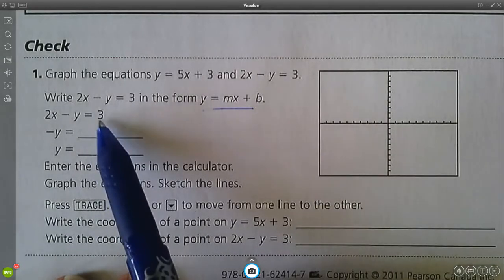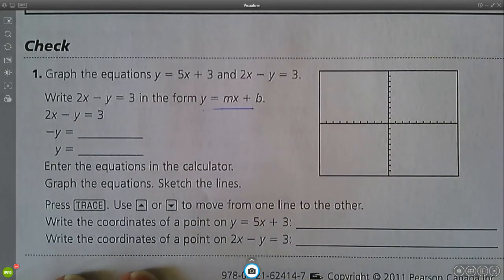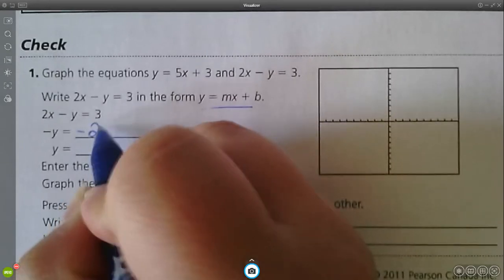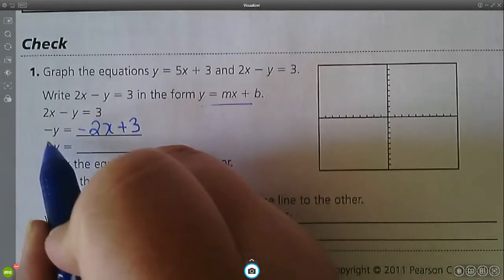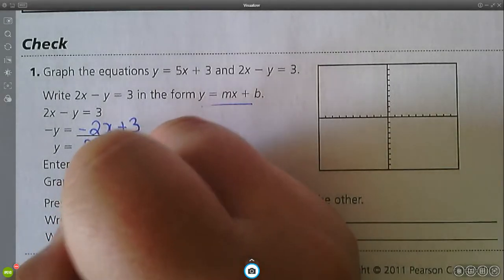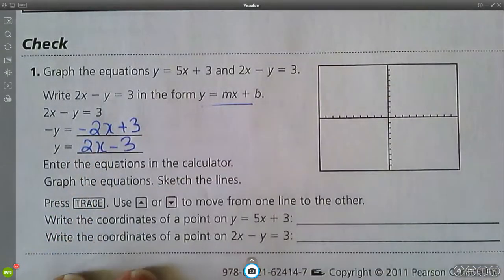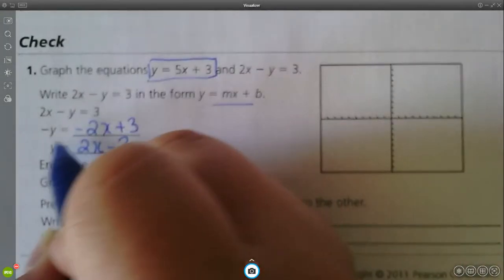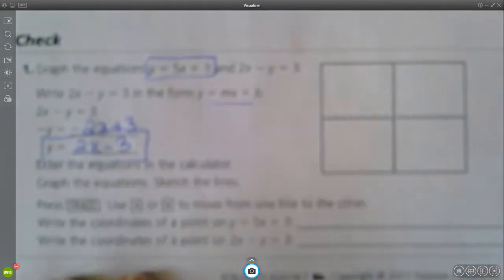So if we want to rearrange this from general form into slope-intercept form, we can do a couple different things. We can move everything but the y to the other side. So we'll do that here. We end up with negative y equals negative 2x plus 3. In order to get rid of that negative, we divide everything by negative 1. That leaves us with y equals 2x minus 3. So the two equations that we are going to put into our calculator are right here.